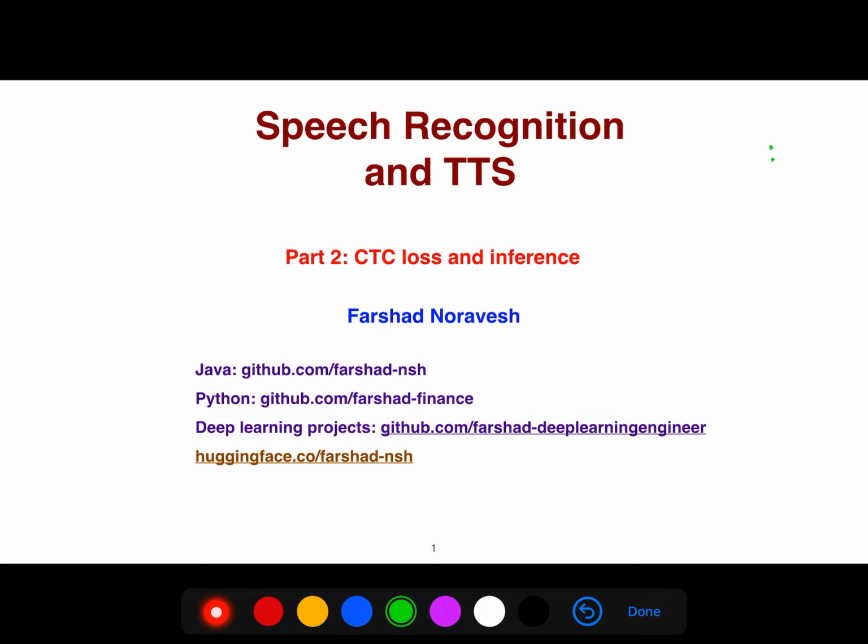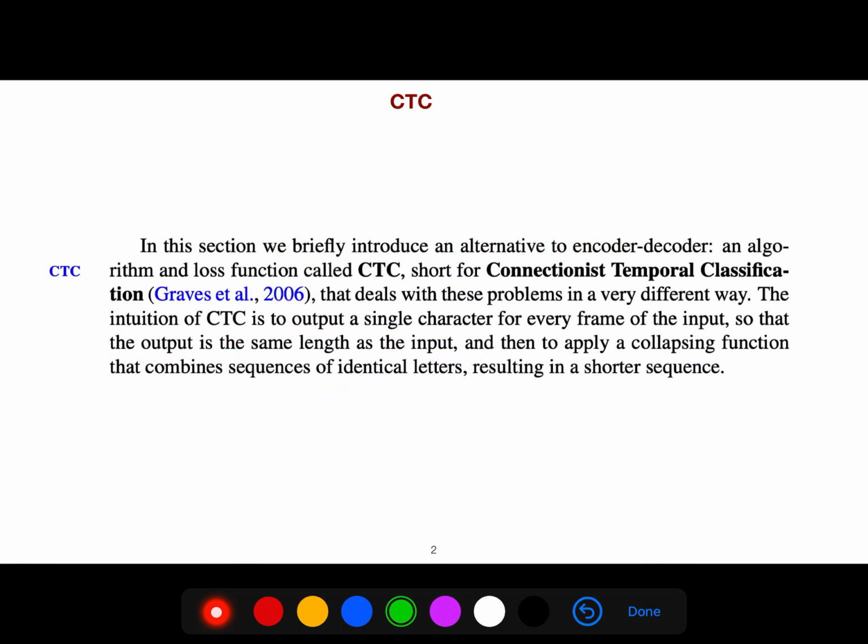Well, in this lecture, I will be talking about CTC loss and inference. CTC stands for Connectionist Temporal Classification and deals with problems in a very different way. The intuition is to output a single character for every frame of the input, so that the output is the same length as the input, and then to apply a collapsing function that combines sequences of identical letters, resulting in a shorter sequence.